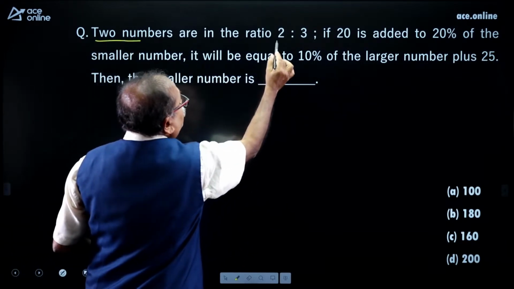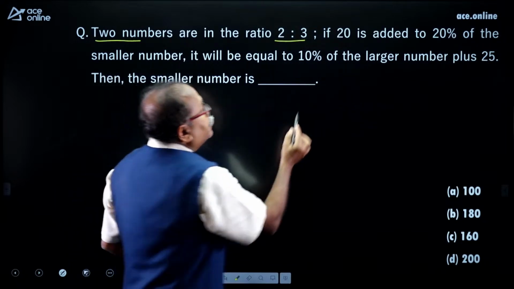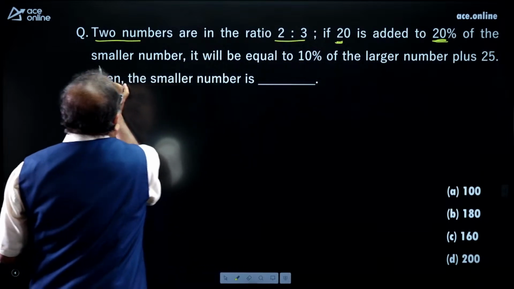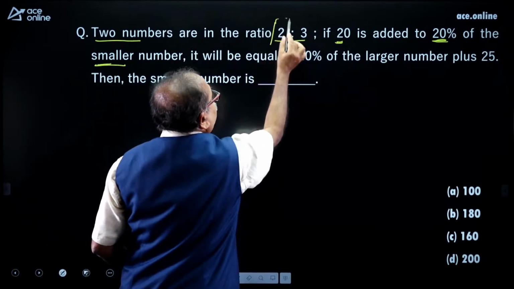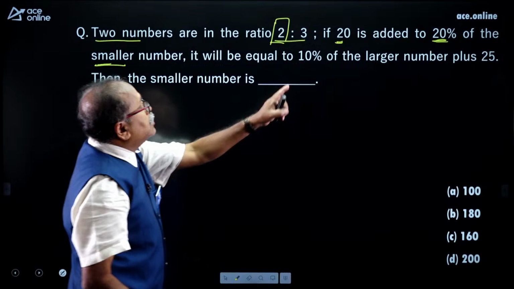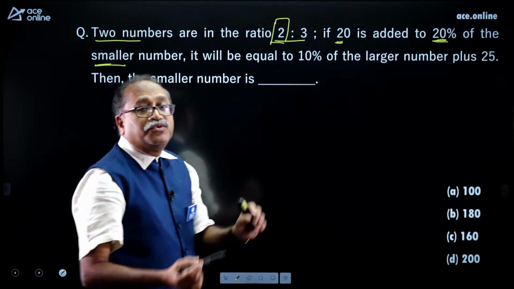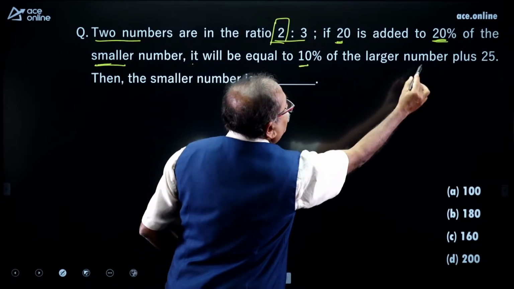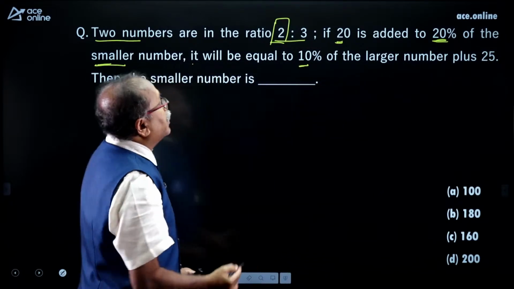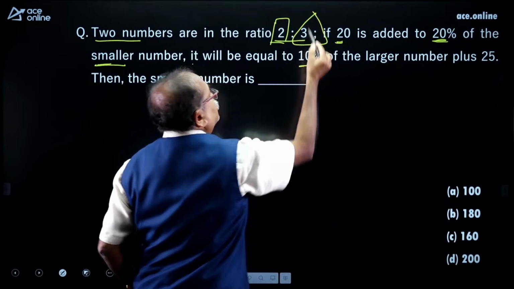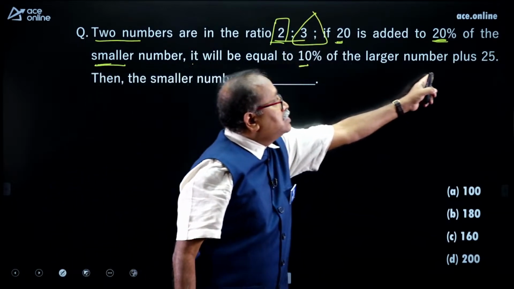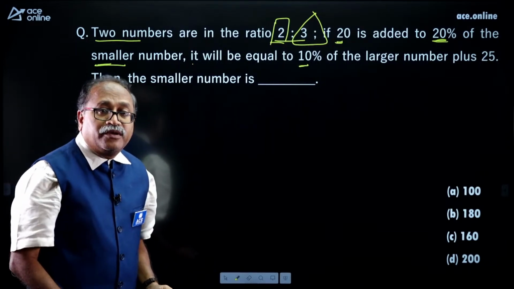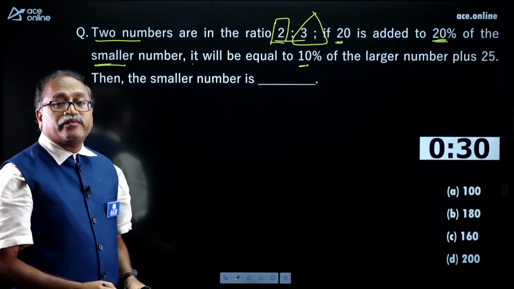Two numbers are in the ratio of 2:3. If 20 is added to 20% of the smaller number, it equals 10% of the larger number plus 25. What is the smaller number? This one is the smaller number, so I will take the 20% of this and add 20 to it. It will be equal to 10% of the larger number plus 25. This is the larger number, so 10% of this 3x plus 25. Now find out the smaller number. Your 30 seconds starts now.